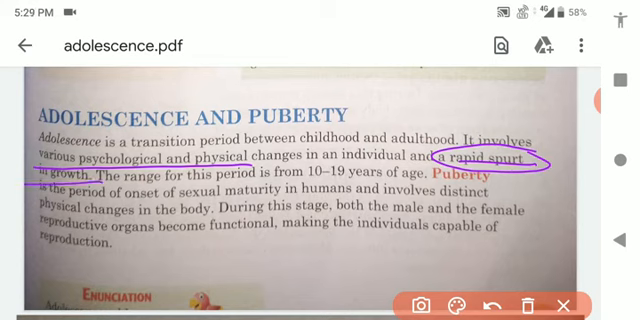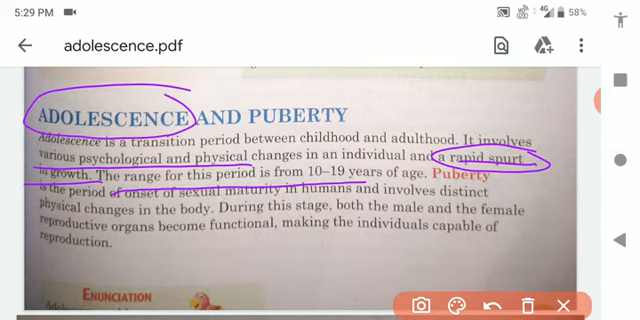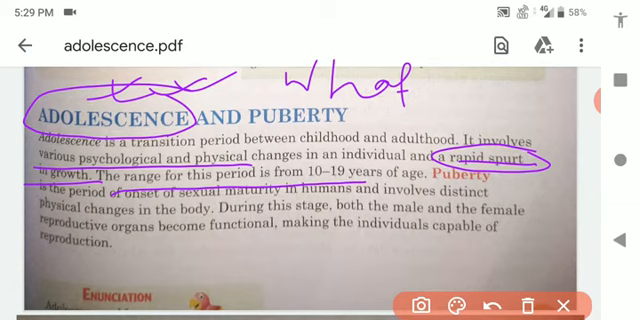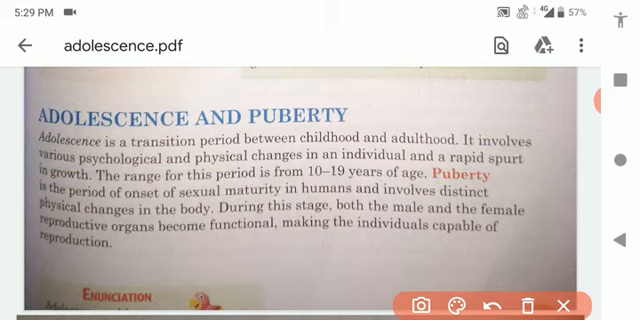So what is the period of adolescence? What is the range of age of adolescence? Write the next question: what is the range of age of adolescence? So it is 10 to 19 years of age. Okay, so the next question comes: what is puberty? Define puberty.